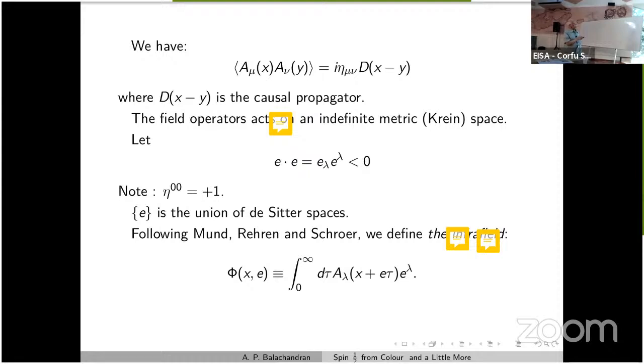So the trick is to take E dot vector E so that E dot E is negative. So it is space-like. And in my metric, eta 0 0 is plus 1. And take this set of states, which happens to be a union of DCT spaces. And for these, Mund, Rehren and Schroer, and before them also, define what they call the infra field phi, which is the integral of A lambda E lambda. So I'm contracting this A lambda with a space-like direction and integrating it in the direction of the space-like direction. And whatever I get, I write down. And this operator is well-defined because you eliminated the negative metric modes by this E lambda.